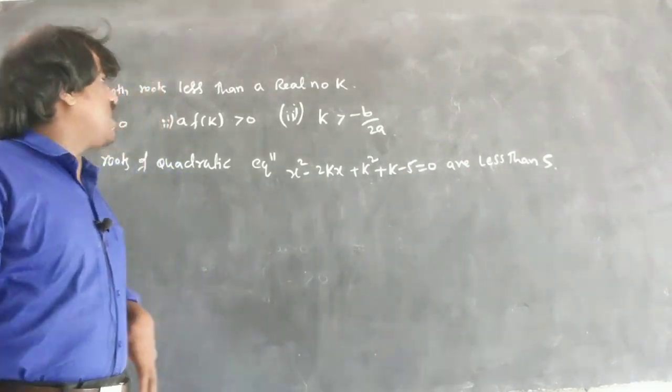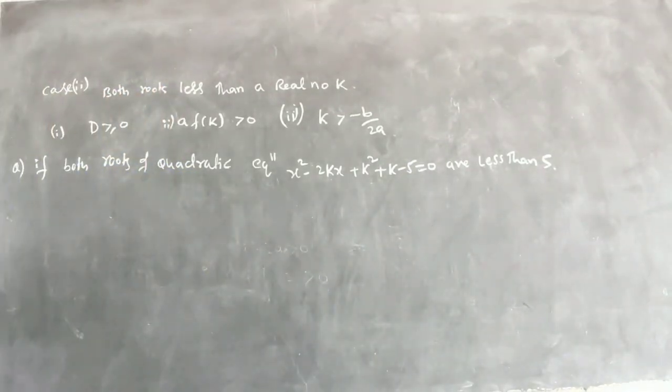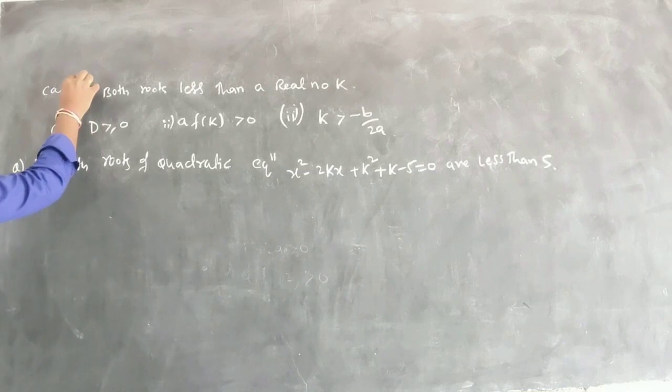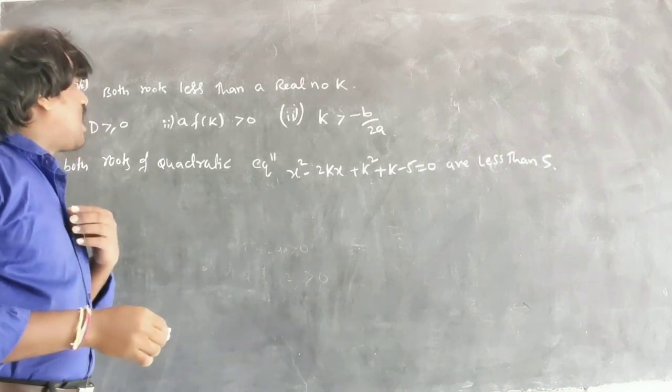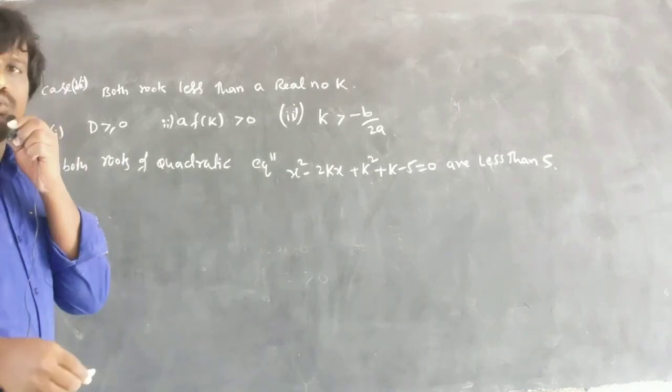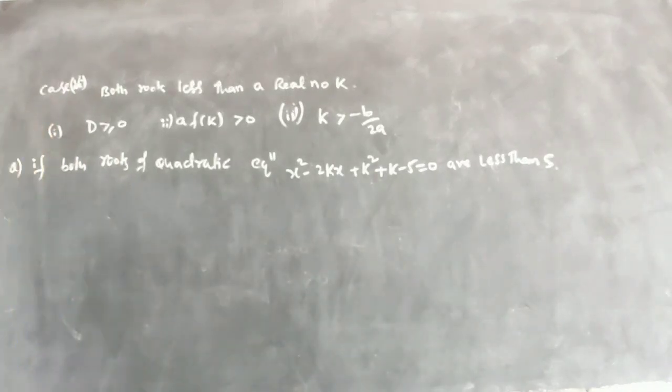Hello students, let us see here. We are learning case number 6. Case number 6 is both roots are less than a real number k. If both roots are less than a real number k, these are the rules.